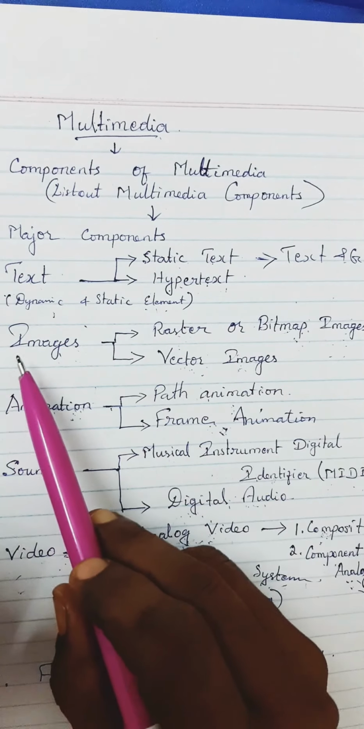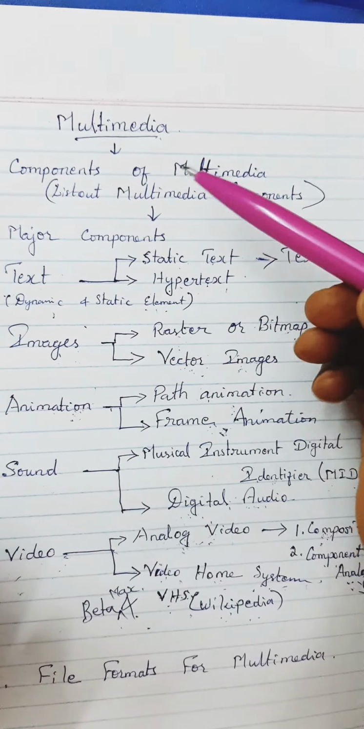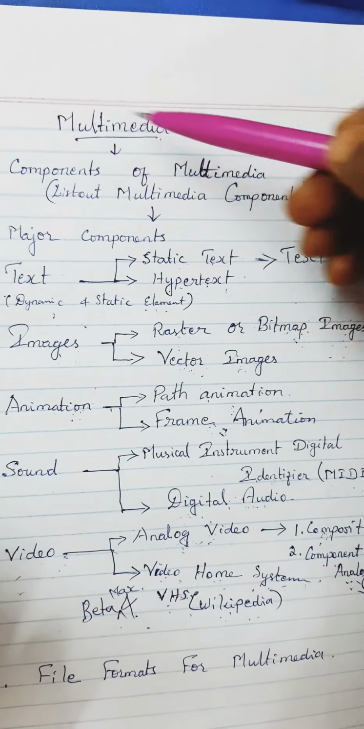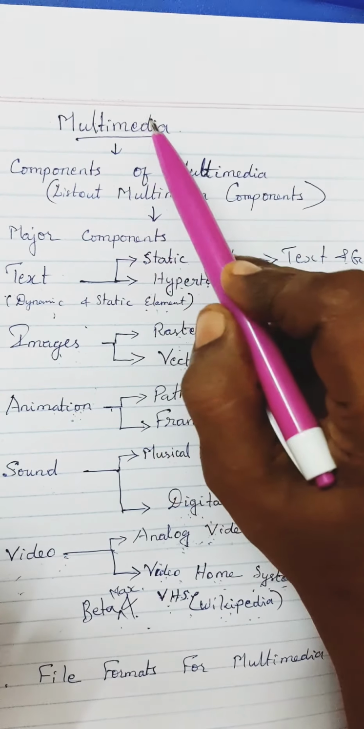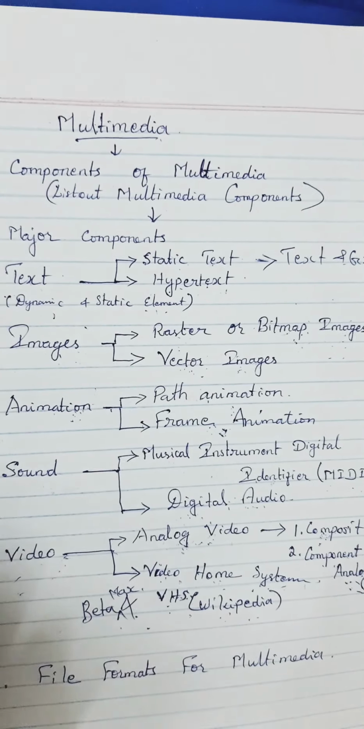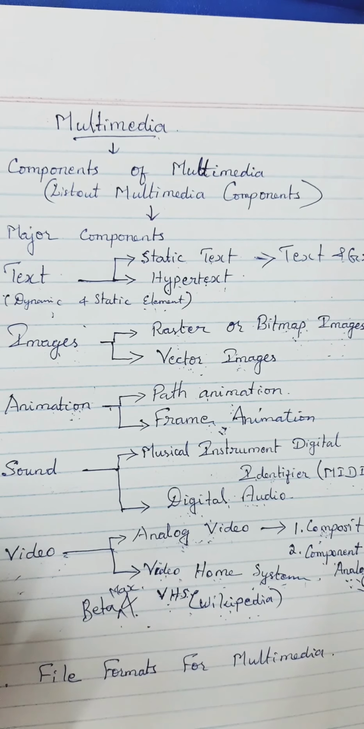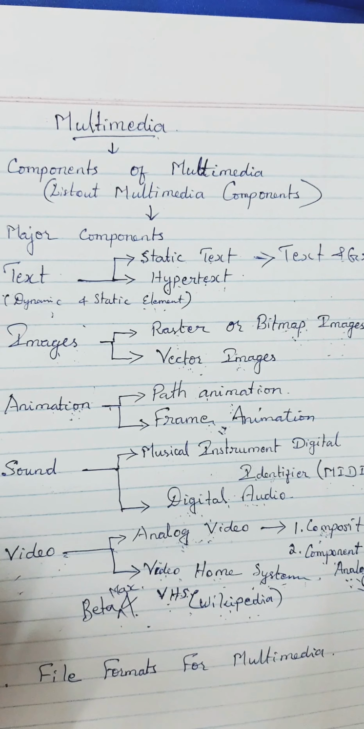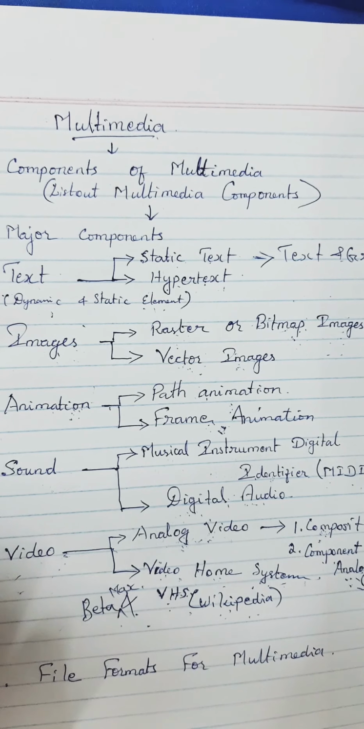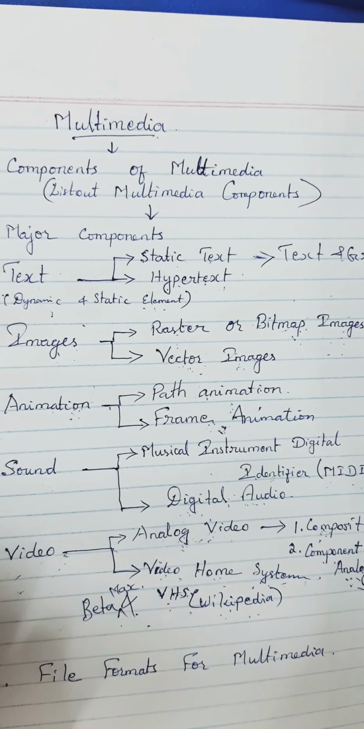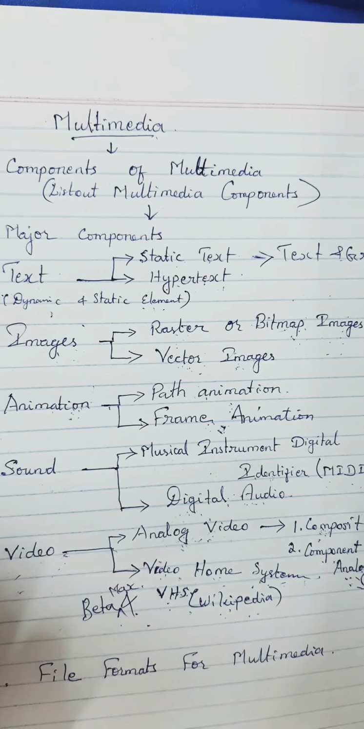Then we are going to see image. Once again I am repeating, multimedia. The word multimedia is divided into 2, multi and media. Multimedia combines the words multi and medium. Multi refers to many, that is at least two, more than two. Media is the plural of medium. That is the definition of multimedia.